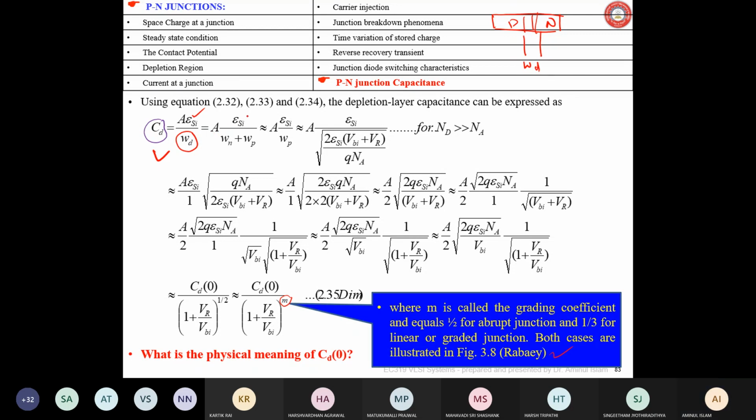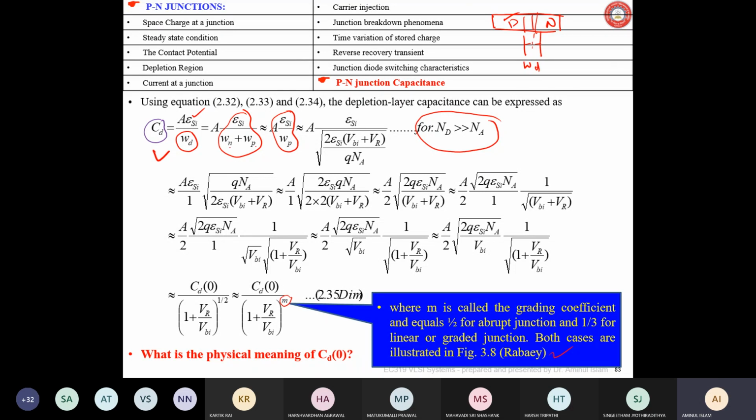WD can be written as WN plus WP, the widths on both sides, P side and N side. The depletion layer will penetrate into both sides, but how much depends on the doping concentration of each side. It can be approximated as A into epsilon SI by WP for ND much greater than NA. Which case is that? This will be the case for the bottom plate, possibly, isn't it?